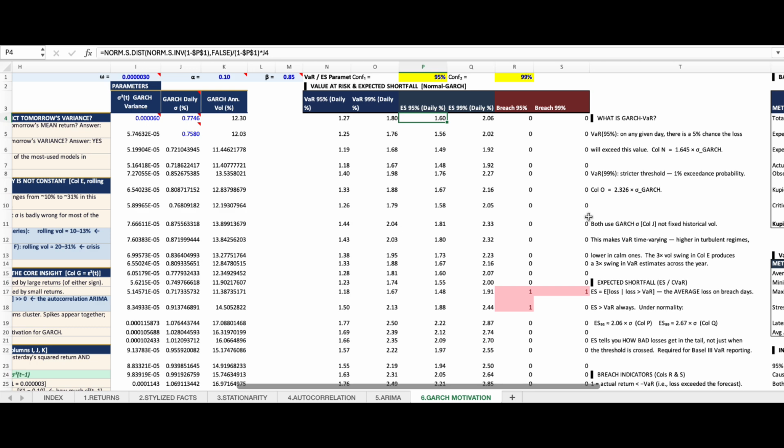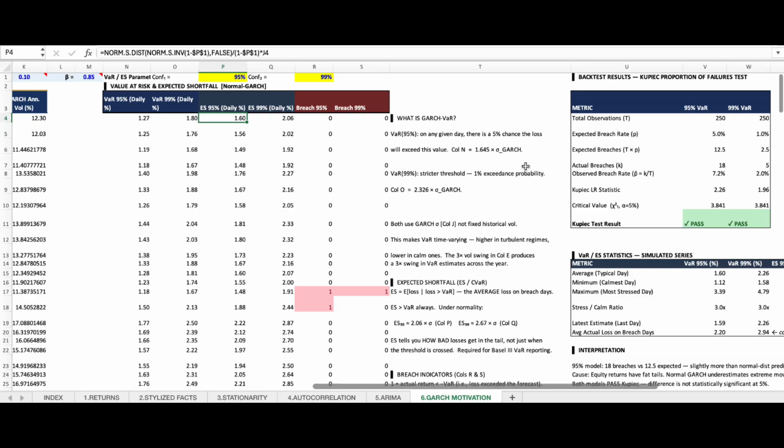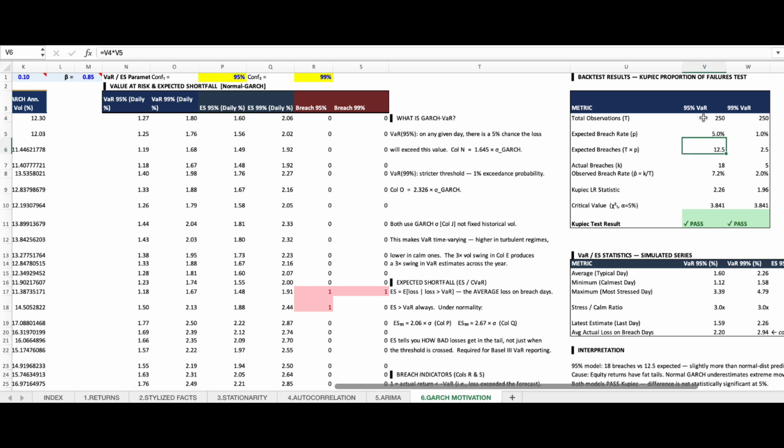Now, building this risk model is again not enough in practical scenarios. You also need to check whether it works. So the Kupiec proportion of failures test is a formal statistical test of the VaR model calibration. It means that if our 95% VaR model is correctly calibrated, then we expect the actual return to exceed the VaR threshold on approximately 5% of the days. So with 250 trading days in a year, that is 12.5 breaches expected.